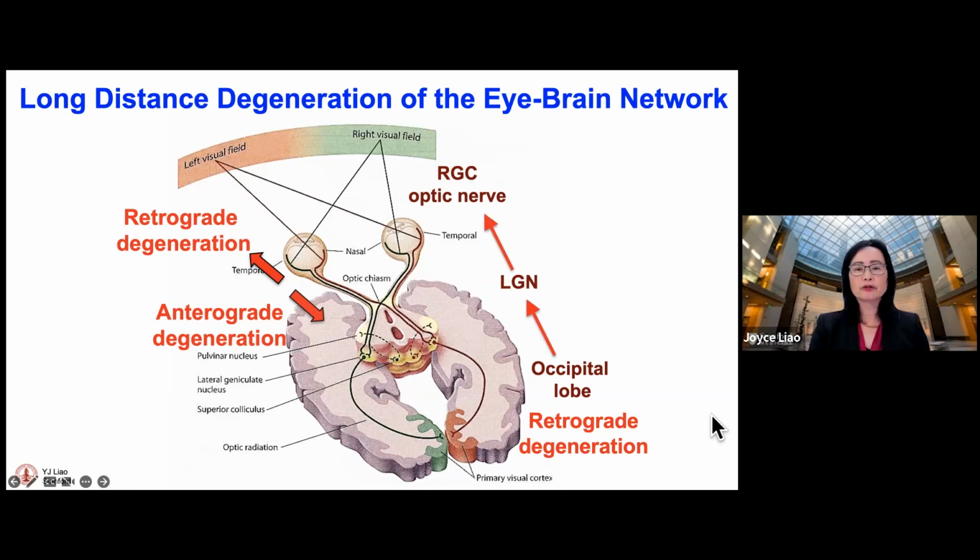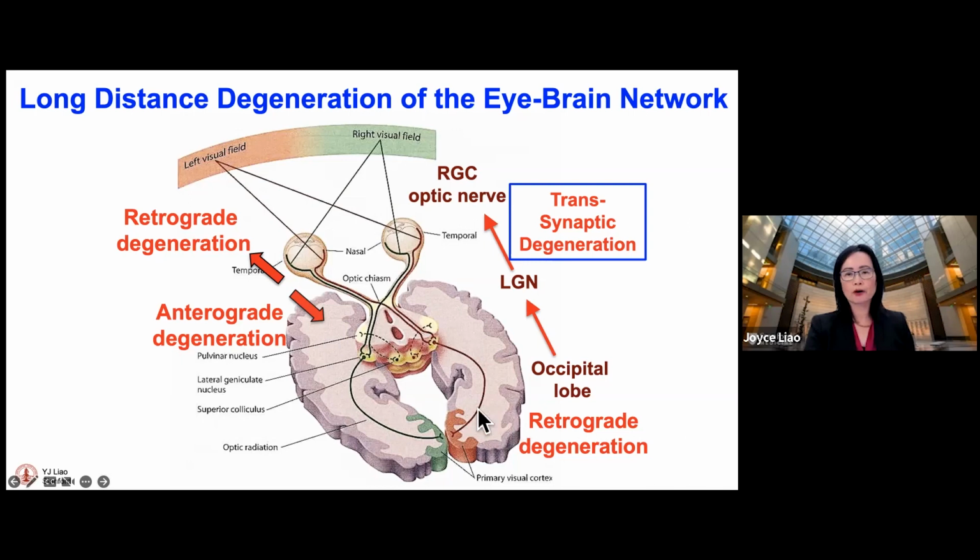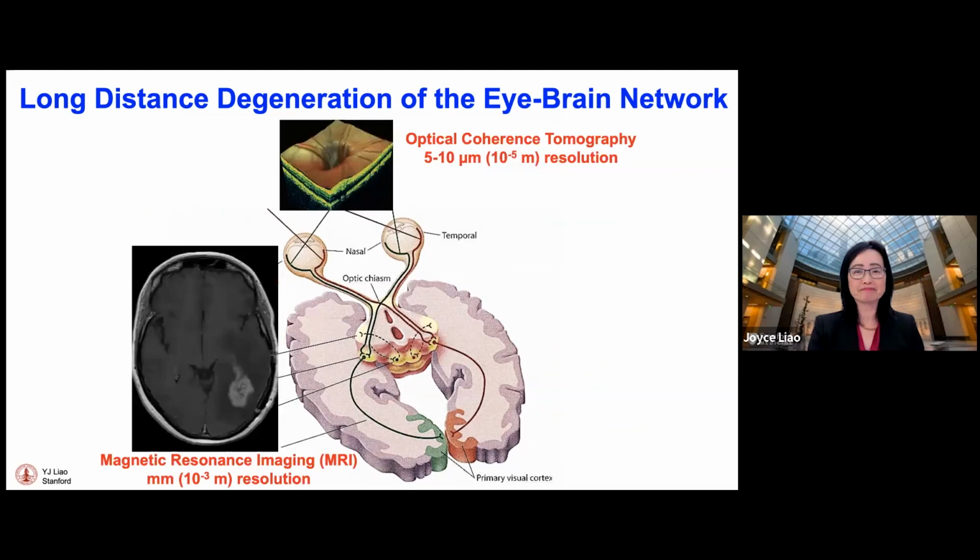Similarly, the opposite would be a brain lesion, such as a brain stroke affecting the visual part of the cortex. It could lead to degeneration in a retrograde fashion through a synapse, through the lateral geniculate nucleus, leading to thinning in the eye. This is something called transsynaptic degeneration. So the eye-brain network is quite connected, not just structurally, but also functionally, in order to bring us vision.